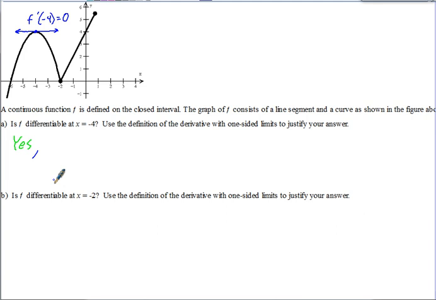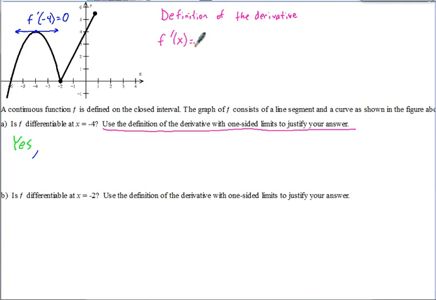But the way you have to justify it, normally you'd say since the limit as x approaches -4 from the left of f prime of x equals the limit as x approaches -4 from the right of f prime of x. However, it says specifically you have to use the definition of the derivative with one-sided limits to justify your answer. So remember the definition of the derivative. I'll write it up here to refresh your memory. Remember, this is what we used to find the derivative before we learned all the shortcuts. So f prime of x equals the limit as h approaches 0 of f of x plus h minus f of x all over h.